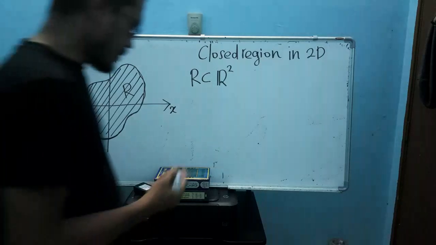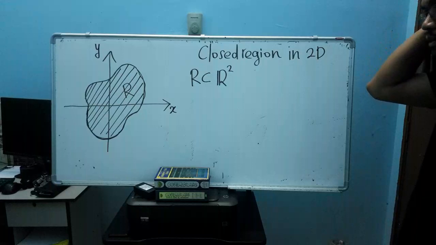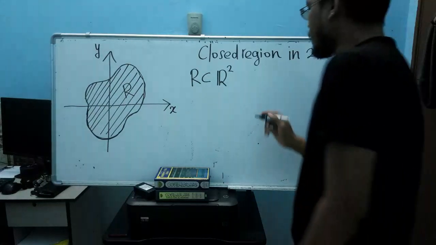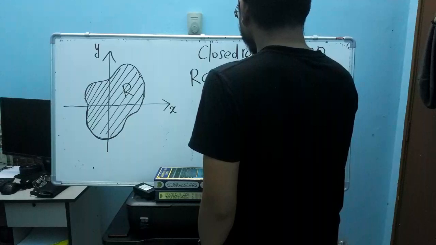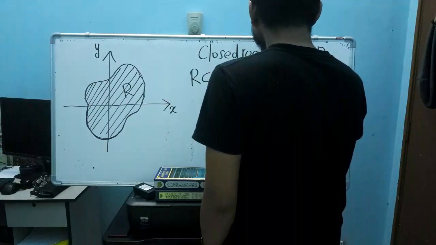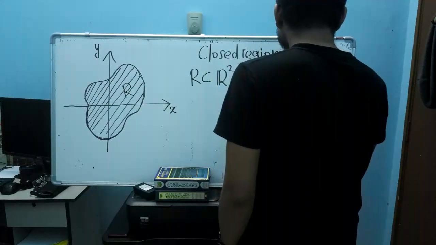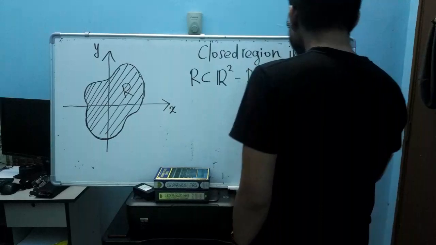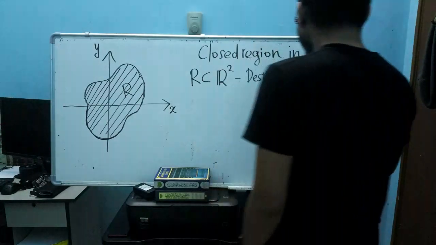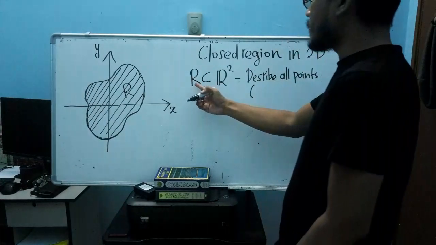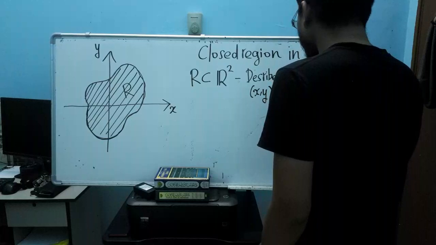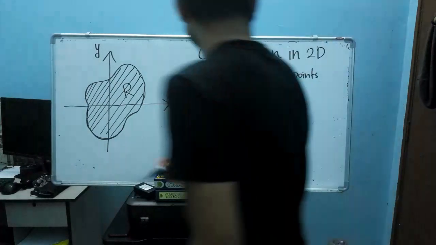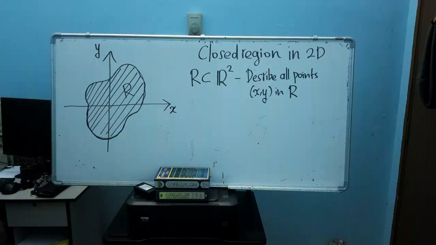So now, what we want to do today in our preliminary is to describe, from this closed region R, all points. Of course, since R is a subset of R2, two-dimensional, all points x, y in my R. So today we want to discuss how we can describe all points x, y in the closed region R.